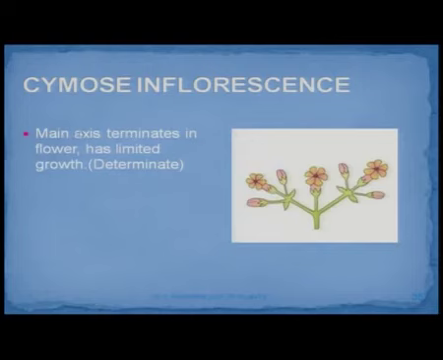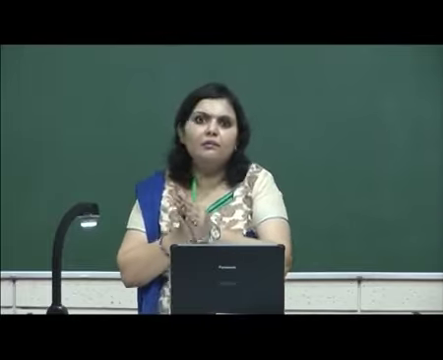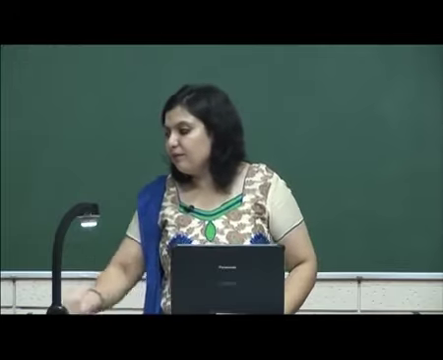So, here the main axis has limited growth, that is the growth is determinate here, and because of this very feature the flowers are born in basipetal order, that is youngest at the base. As for acropetal, we try to remember it as A for acropetal, A for apex, and B for base and B for basipetal. So, youngest flowers will be at the base in the basipetal succession. But again, if you remember how this happened, you will never have to mug things up.